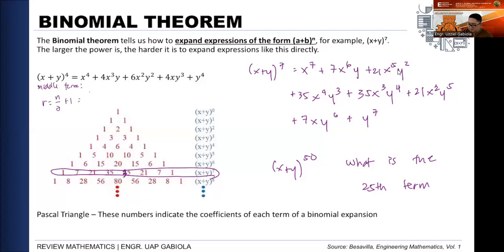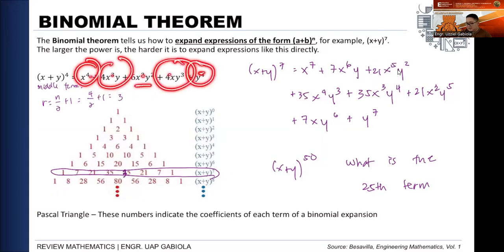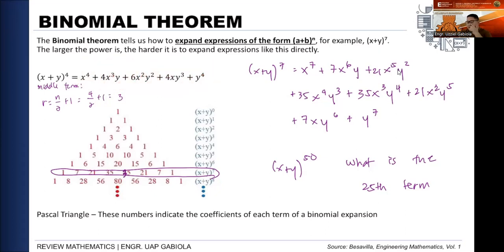So, our r is 4 over 2 plus 1. So, that will be 3. That means the third term is our middle term. So, 1, 2, 3. This is our middle term. Check it. This is 1, 2, 3, 4, 5. So, if we look at the very middle, it is indeed the third term, the middle of our terms. Okay? So, that formula applies to any expansion. This is just an example so you can see the demonstration.